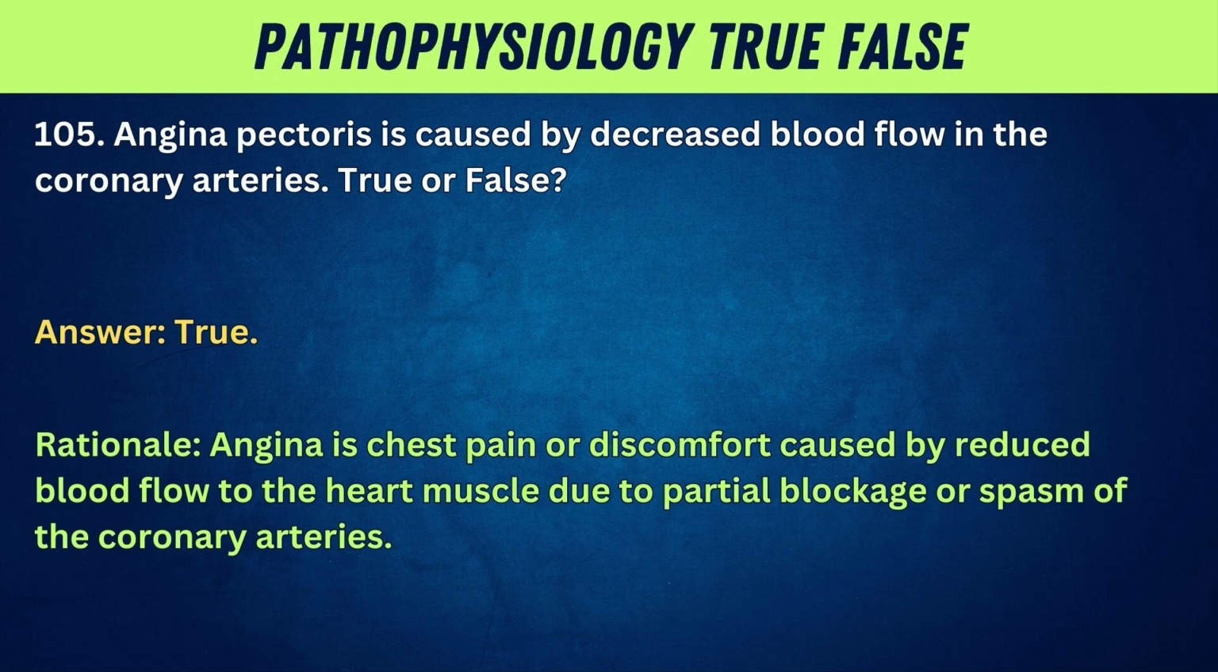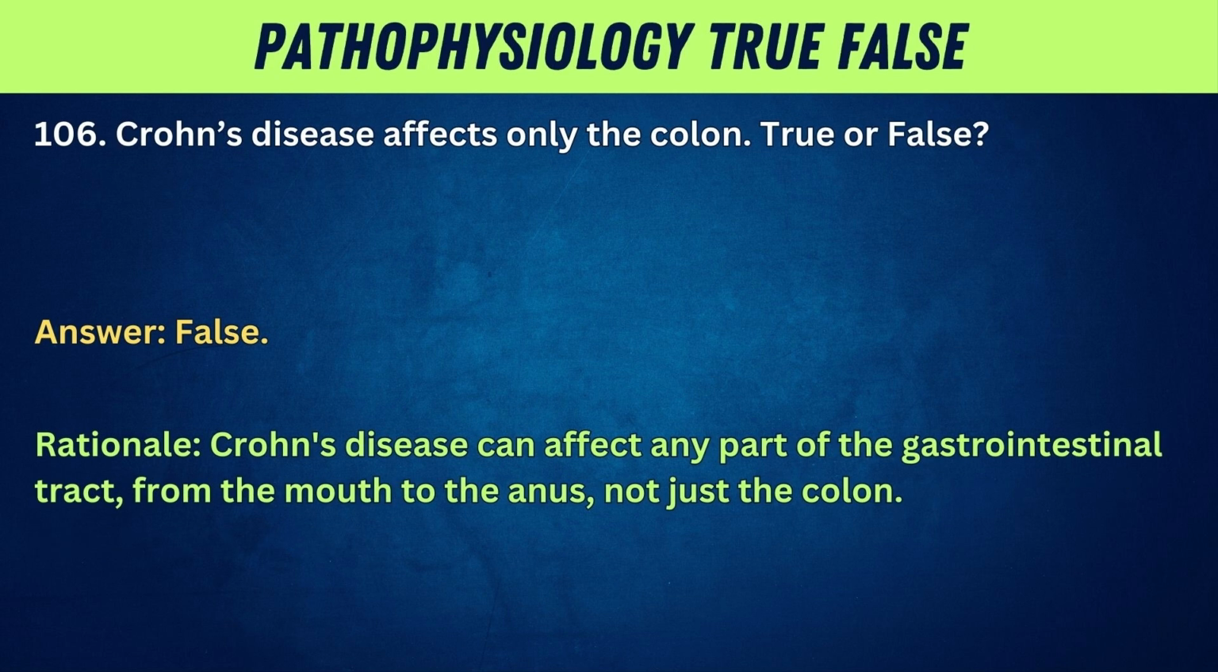105. Angina pectoris is caused by decreased blood flow in the coronary arteries. True or false? Answer: true. Rationale: angina is chest pain or discomfort caused by reduced blood flow to the heart muscle due to partial blockage or spasm of the coronary arteries. 106. Crohn's disease affects only the colon. True or false? Answer: false. Rationale: Crohn's disease can affect any part of the gastrointestinal tract, from the mouth to the anus, not just the colon.